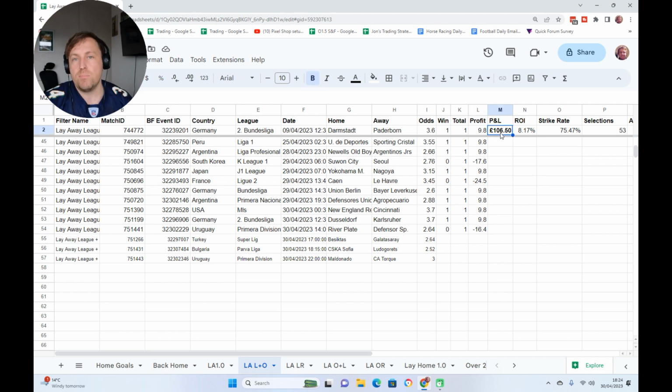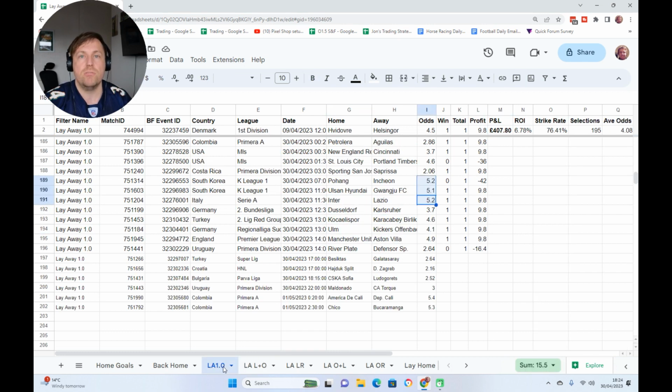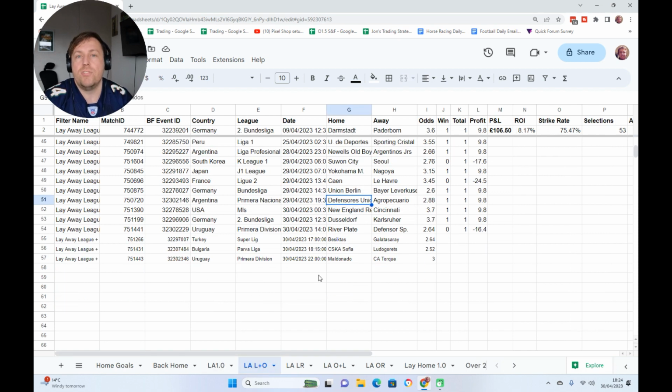But as you can see, the profit is massively down. Selections are down, you only got around 25% of the selections. Now, as I say, all these selections will be in this original sheet. They will still be here as well, but you just get less of them. And the problem here is it's not really paying dividends.